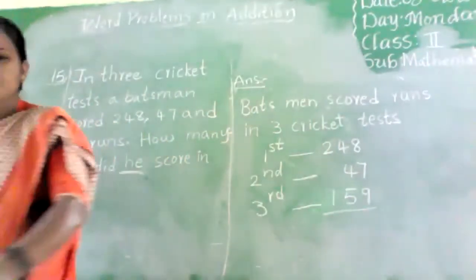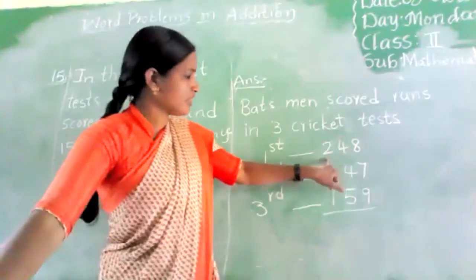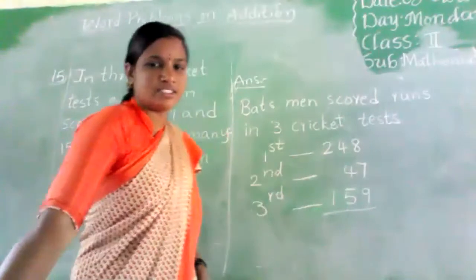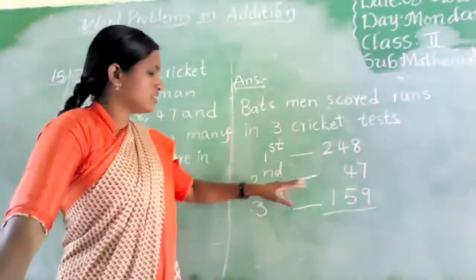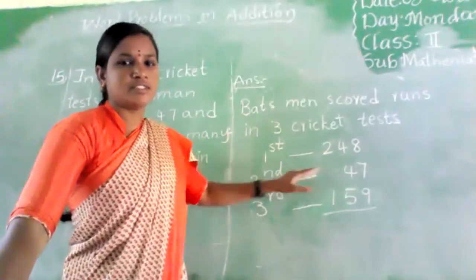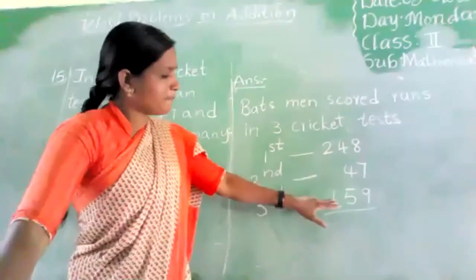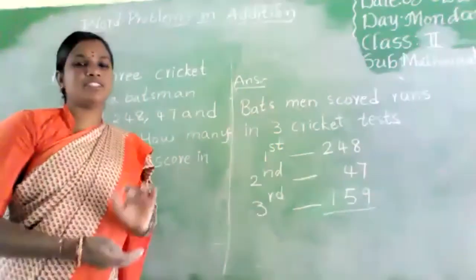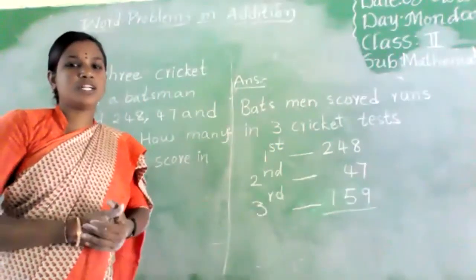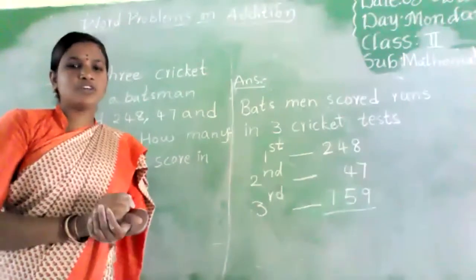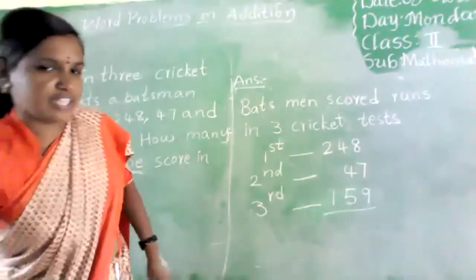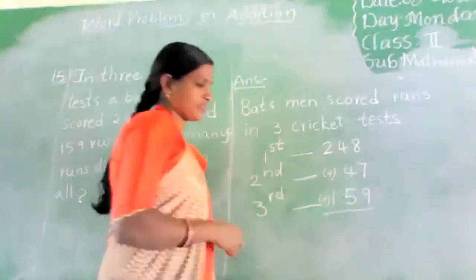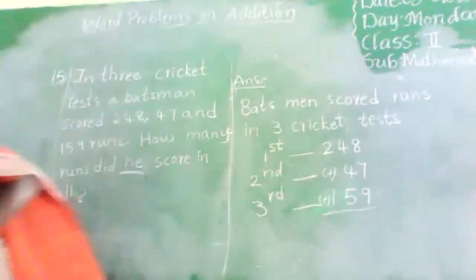So in the first test match, 248 runs. Second test match, 47 runs. Third test match, 159. So how many did he score in all? Let us find by addition. What will we do, students? Adding.